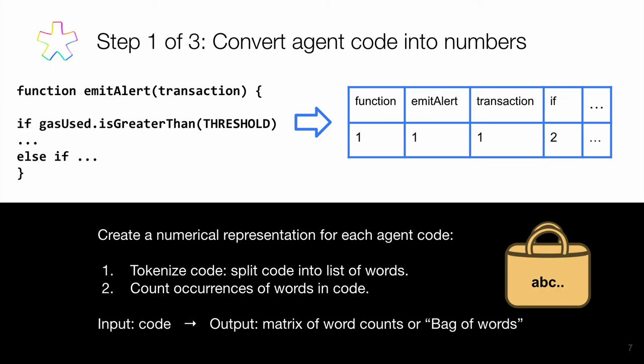The first step was to convert agent code into numbers. It's easier for computers to compare numbers than text, so we first converted the code into a numerical representation using term frequency. This is a commonly used technique in machine learning called bag of words to tokenize the text and count the occurrences of words in the code. After applying this technique, a piece of code gets converted into a matrix of numbers that represent the word counts in the code.